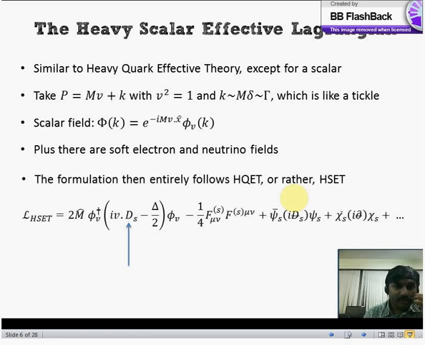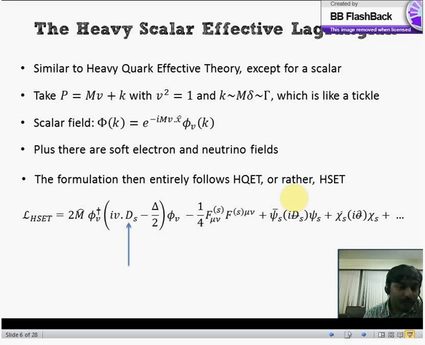the heavy scalar effective Lagrangian, and this is very similar to the heavy quark effective theory, except that it's not for a quark, it's for a scalar. We similarly take P equals mv plus k, where k is the so-called residual momentum, mv is the major part of P, k is very small, and v squared is 1. All of this is very well known. The scalar field, we take away e to the power of i mv dot x from the scalar field and define another field which is phi v, which is an annihilating field, and that appears in our Lagrangian.